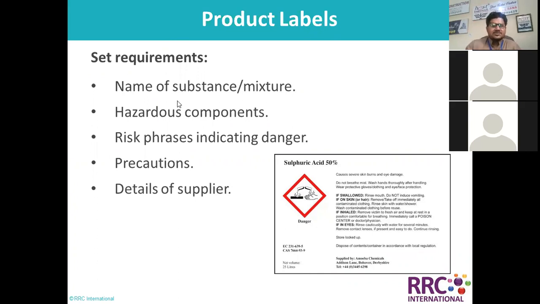Now, set requirements, that means the name of the substance or mixture, hazardous components, risk phrases indicating danger, and precautions, details of the supplier. The product label must be there, and there is an example you can see in the picture. Like sulfuric acid.